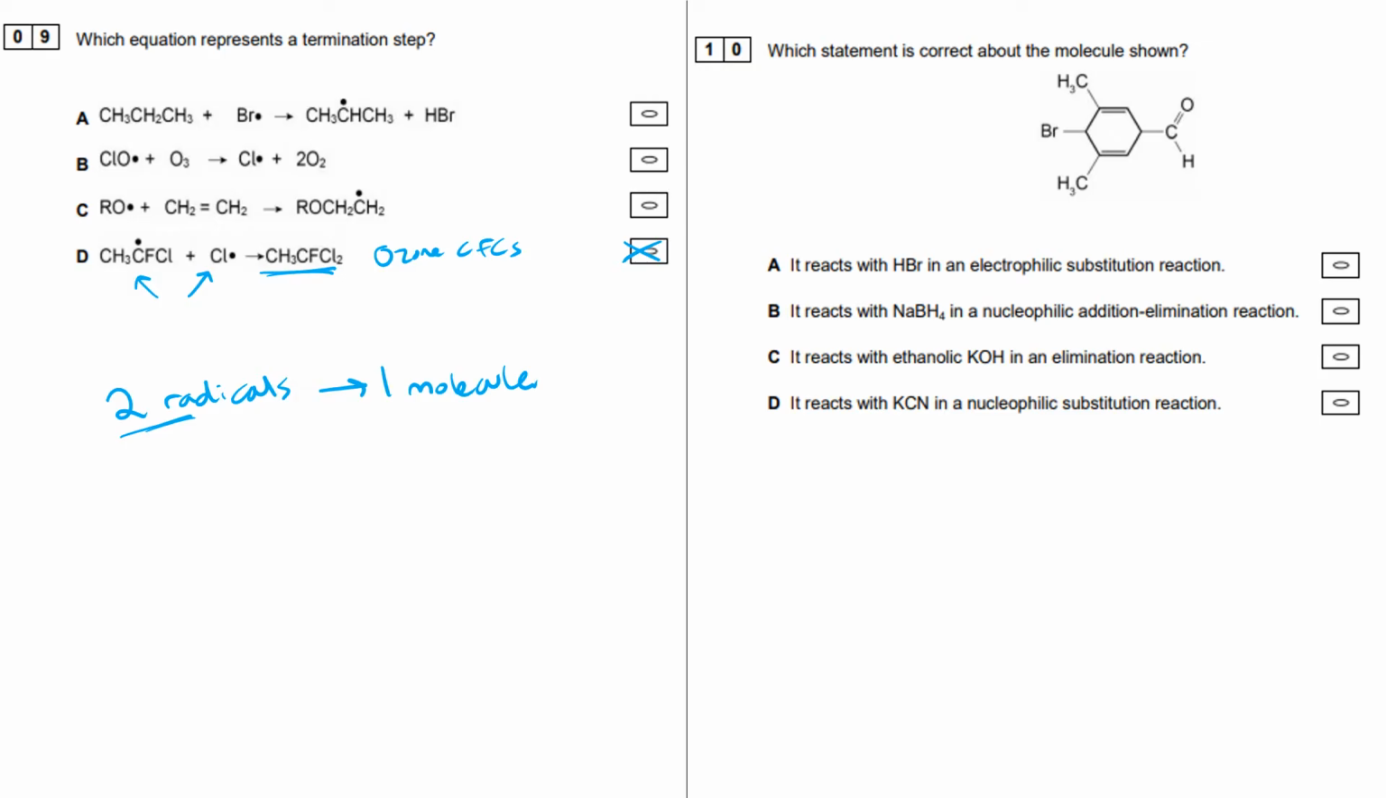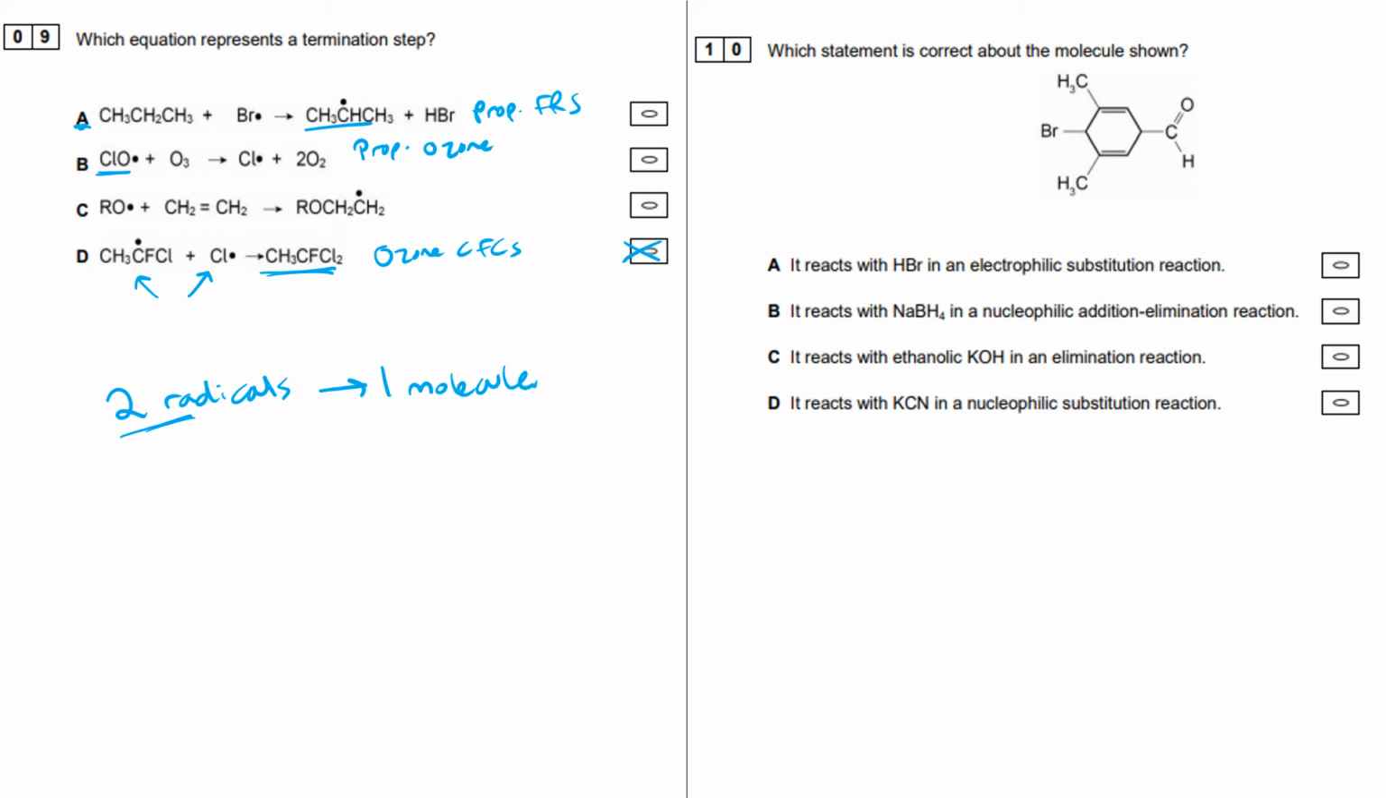Just go through the other ones just to show you why they're not termination. So this is an alkane. This is answer A. Alkane plus a halogen radical will make an alkyl radical plus HBr. That's a propagation step in free radical substitution. B, you've got a ClO radical plus ozone to make a chlorine radical and 2O2. That's a propagation step in the decomposition of ozone. So you get your ClO radical from CFCs. And it's a chain reaction where lots of ozone will break down.